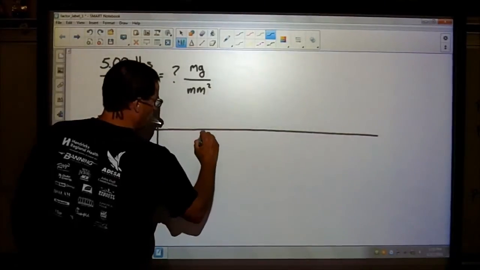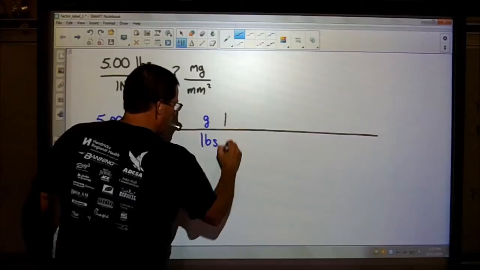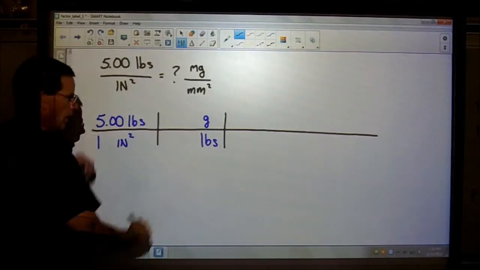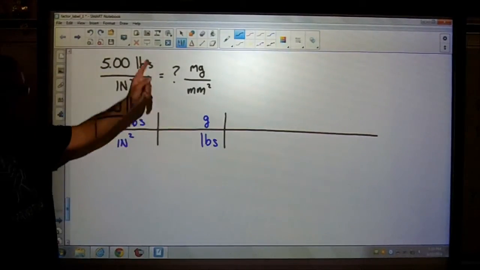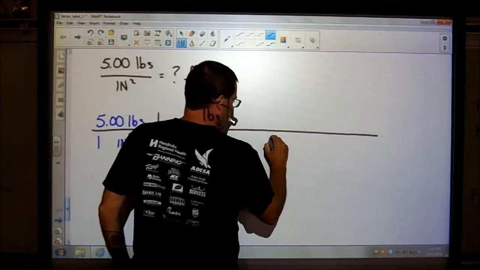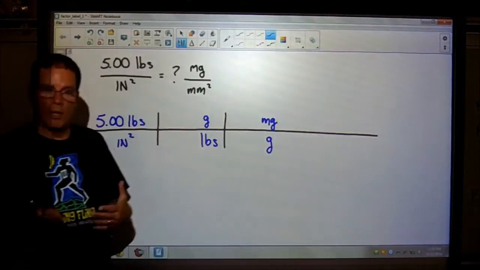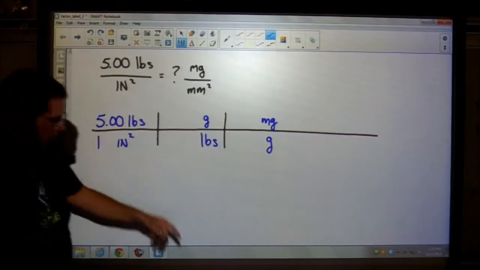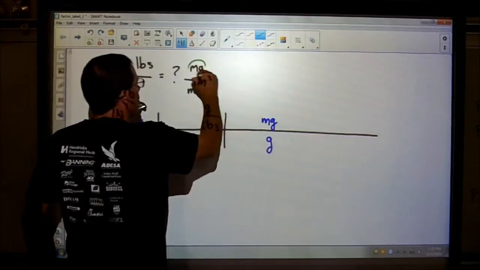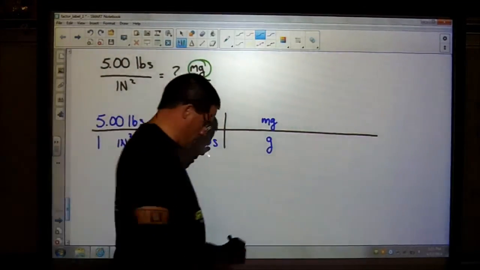So I'm going to put my pounds down here and my grams on top. Okay, so if I stopped right there, my pounds would cancel out. Now I'm left with grams, but I need to find milligrams. So we'll move the unit diagonally again. So grams go here, and since that's metric to metric, milli goes on top. So now we have our first unit. So milligrams we have.